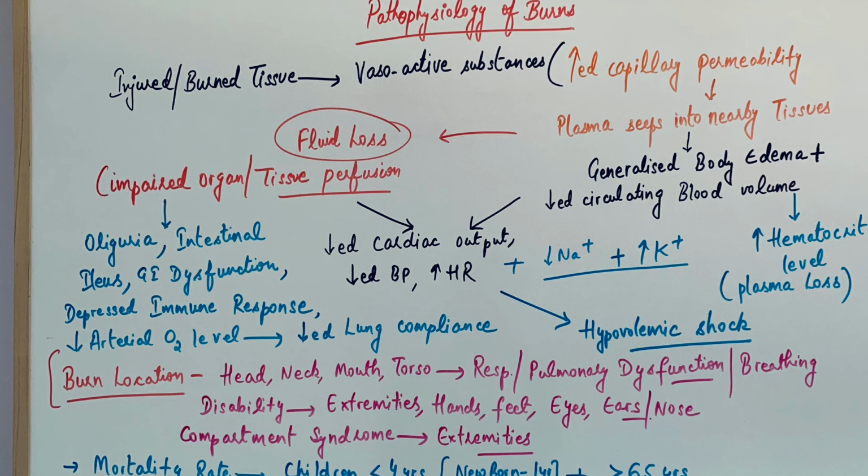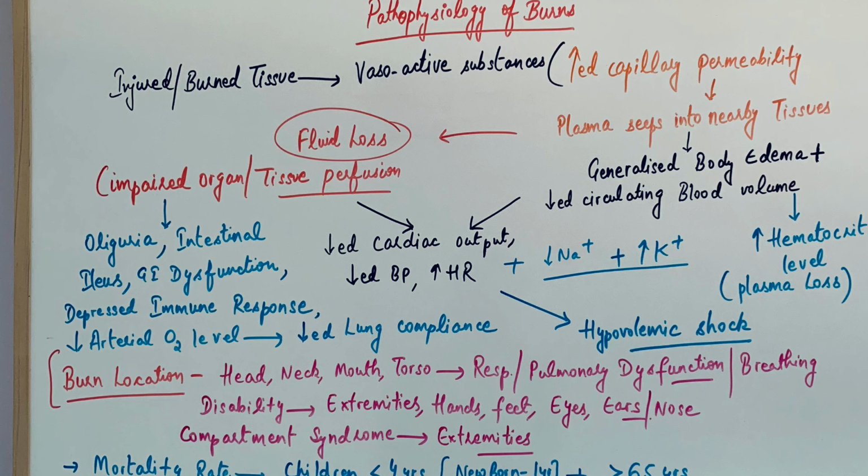So following a burn, there is injured or burned tissue, and after the injury that tissue releases some vasoactive substances. These vasoactive substances increase the capillary permeability. Because the permeability increases, there is more leakage of plasma. Plasma seeps into the tissues from the blood, and gets transferred from blood to the tissues.